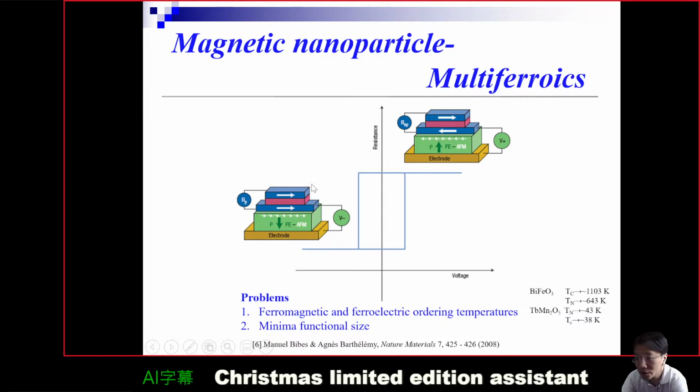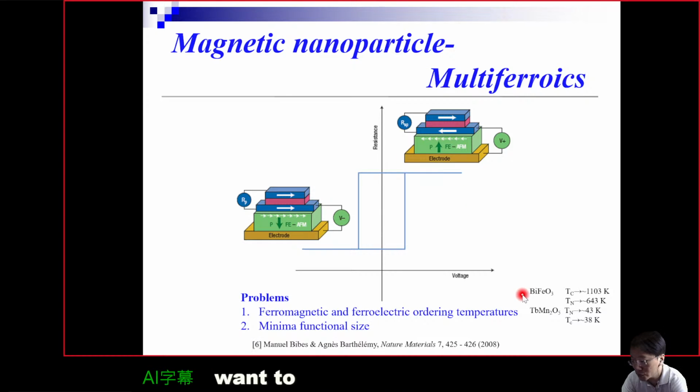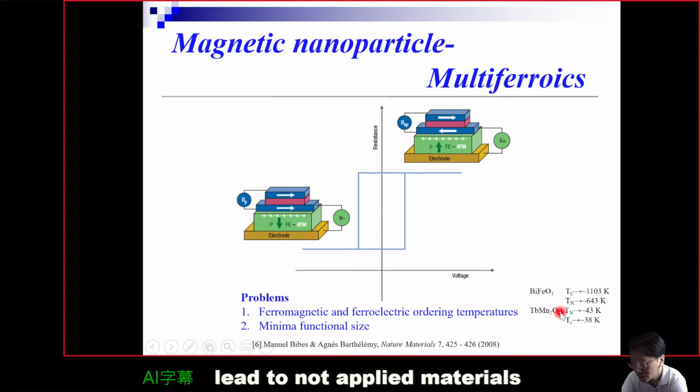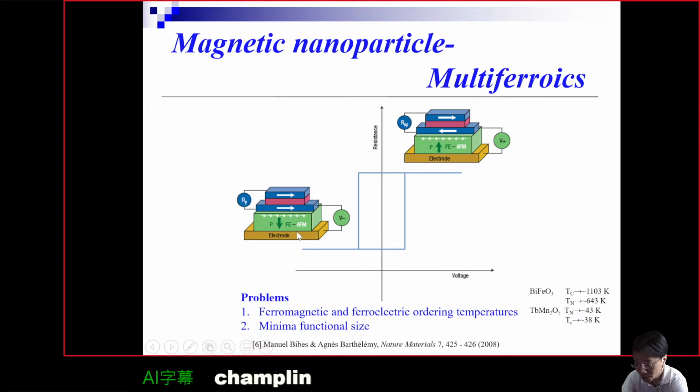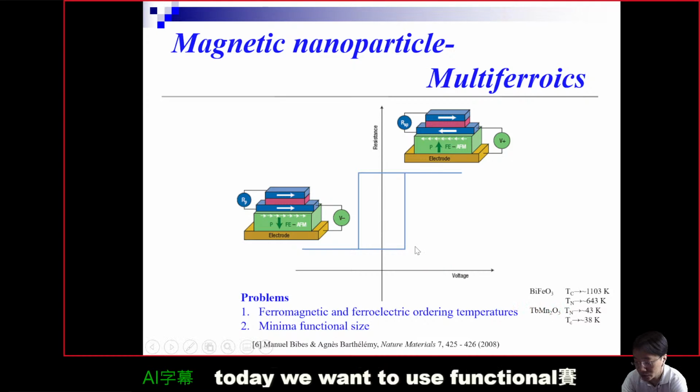So in this study, I want to introduce the discovery of type 2, not type 1, type 2 multiferroics. In this case, the ordering temperature and the minimum functional size are very important. We want to increase its ordering temperature, but we also want to reduce its functional size. So let me introduce this study to you.